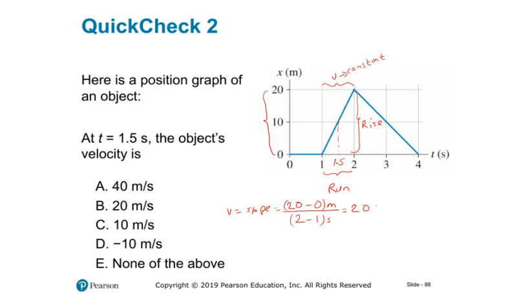So 10. Oh, no, sorry, not 10. 20. 2 minus 1 is. Oh, 2 minus 1 is 1. Yep. 20 meters per second. 20 over 1. So that's our answer.